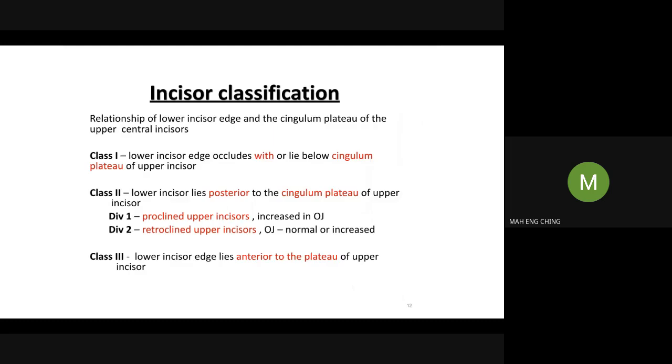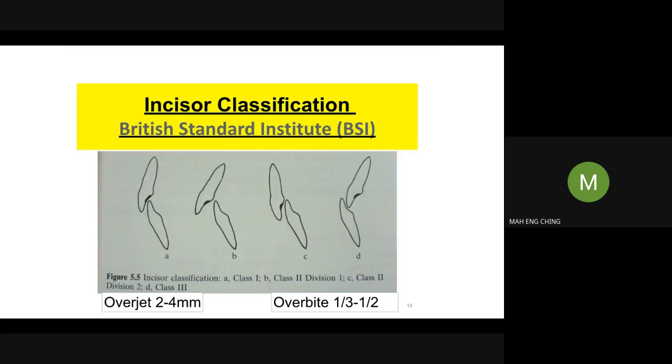We have talked about this many times. Class 3 malocclusion usually means the lower incisor edge sits anterior to the cingulum plateau of the upper incisor, or the anterior to the middle third of the upper incisor. This is the palatal surface of the upper incisor, the palatal third, called the cingulum plateau. If the lower incisor occludes anterior or in front of this middle third, you consider it Class 3. So most of the time they have either an edge-to-edge incisor relationship or a slightly reverse overjet or crossbite.